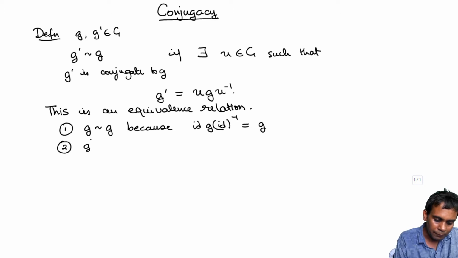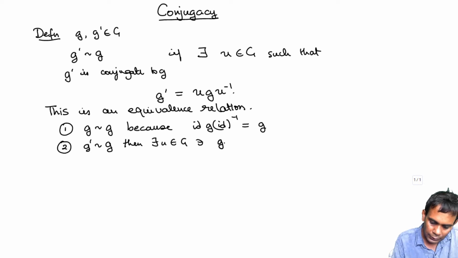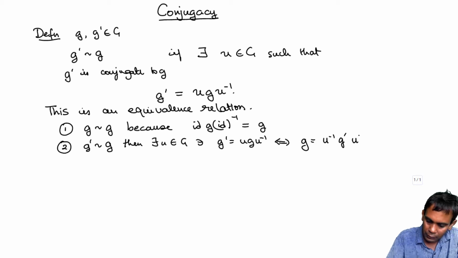Is it symmetric? If g prime is conjugate to g, then there exists u in G such that g prime is u g u inverse. But we can write this as g is u inverse g prime u, and u is the same as u inverse inverse.